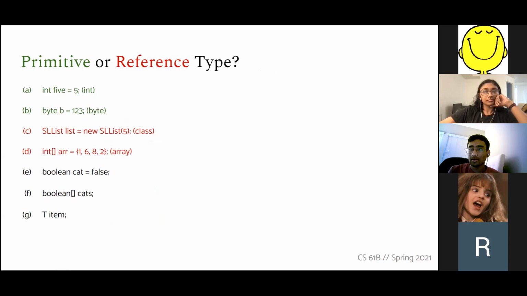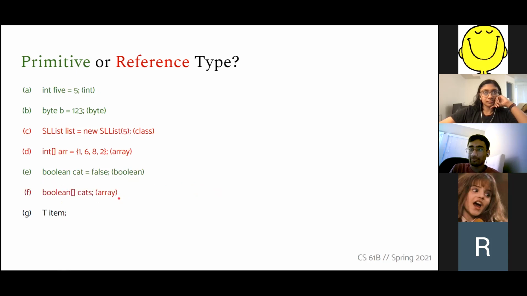And then E, Boolean cat equals false. Primitive, yeah, right. So primitive Boolean, again, you just check to see if it's a primitive type or Boolean type. It is one of the 8 primitive types, and you can tell the type because it's just a Boolean. Okay, and then F, which is a Boolean array of cats.